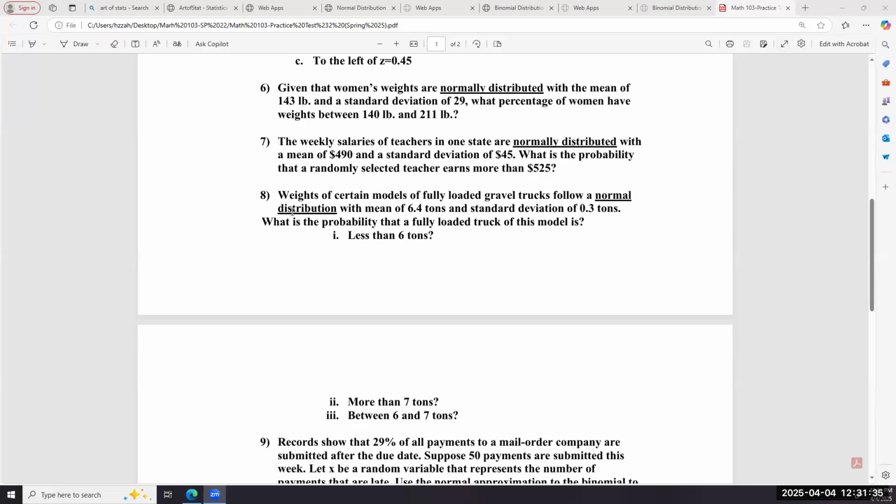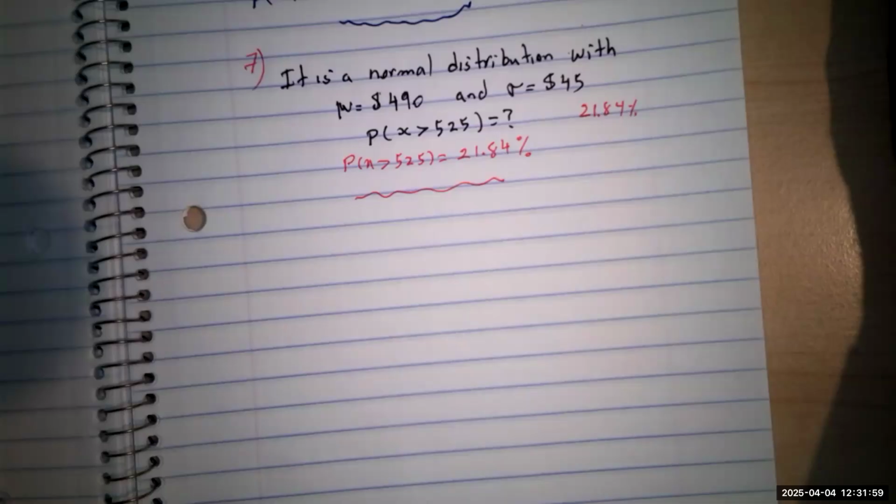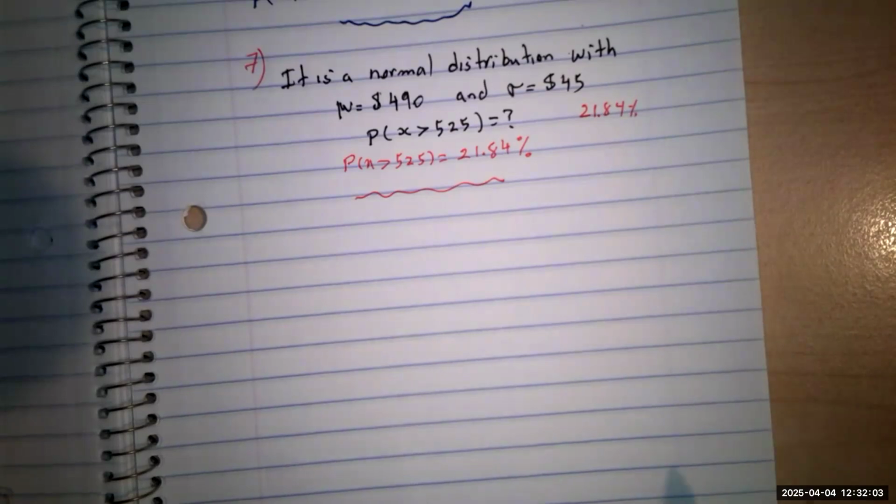They say it's a normal distribution with a mean of 6.4 tons and a standard deviation of 0.3. So X is the truck weight. We want to know, if you pick one truck, what is the probability that that truck would have less than 6 tons, more than 7 tons, and between 6 and 7 tons. So you set up the problem. We set up the problem here. This is number 8.